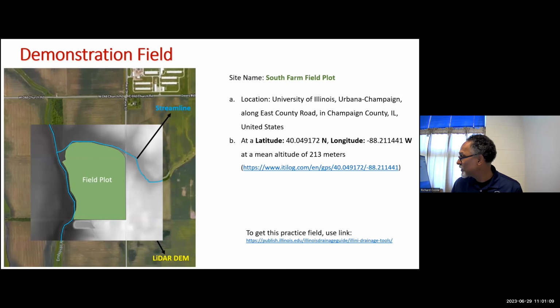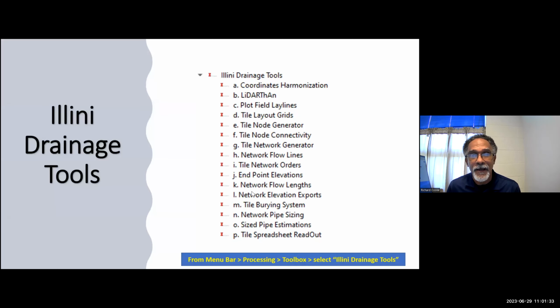So here, we'll go through the tools with a demonstration field. This field is on the South Farm located at the university, and data is available for actually going through the example with this field, and there's a link here for getting the data for doing this example. The tools themselves are a series, each one a one-click plugin, and they follow after each other, and they're in this exploded mode, so one can see the steps involved in getting a drainage network.